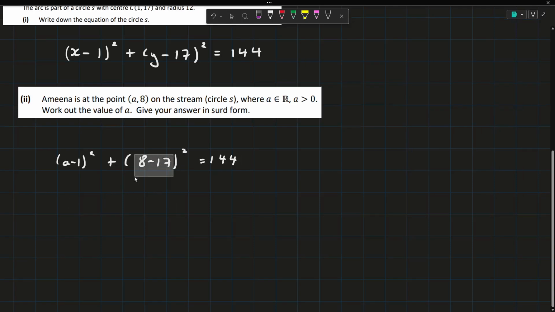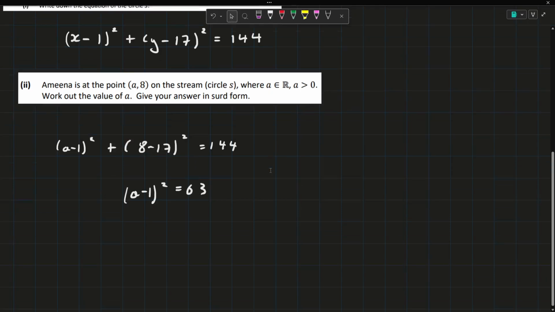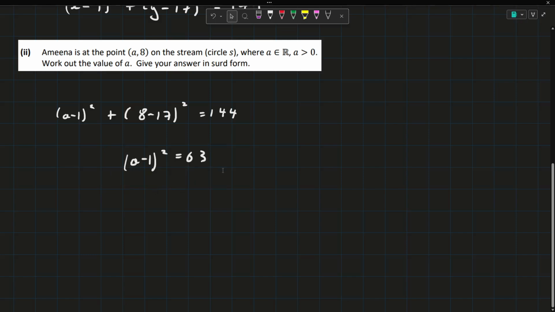So 8 minus 17 is negative 9, so then 9 squared gives you 81. So 144 minus 81 will give you 63. So I'll get (A minus 1), the whole thing squared, equals 63. Again, that was just bringing this to the other side. And now I can just square root both sides, no need for the quadratic formula.